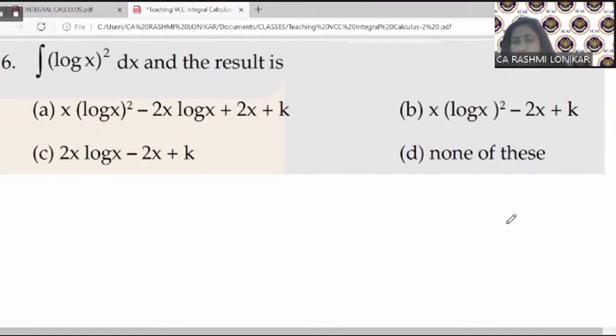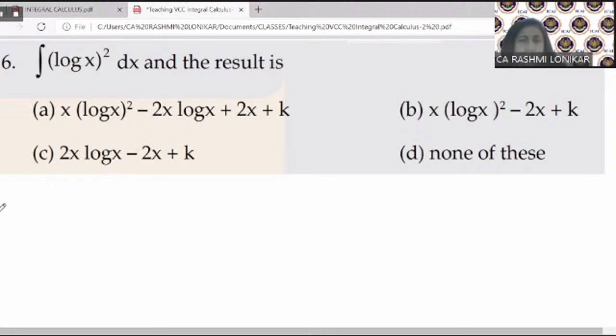Okay, now let us go to the 16th question. As I told you, we don't have the integration of log x, so we used integration by parts and found that the integral of log x is x log x minus x plus k. Now this is the integral of (log x) whole square. Now what do I do?